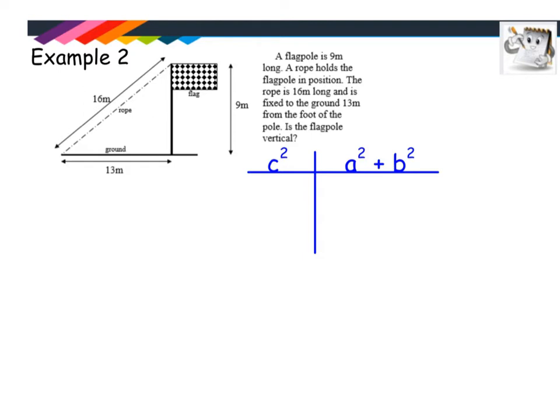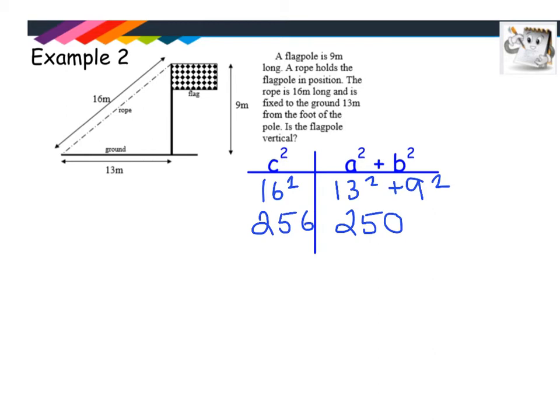So again, C is your longest side. So that will be 16 squared that goes in here. Your A and your B will be the other two sides, so 13 squared plus 9 squared. We'll go work out what both of them are. So we end up with 256 and 250. So in this case, we can see that the two sides of the table don't match at all.